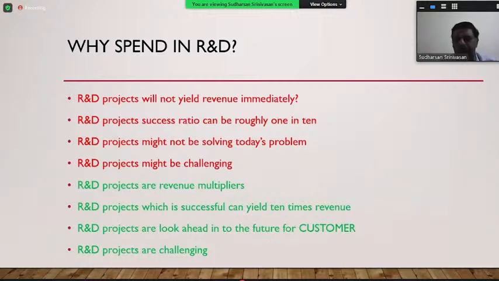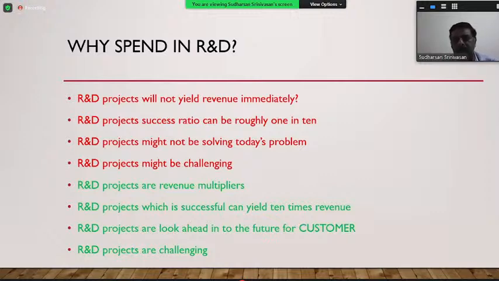From a customer perspective, I have some examples in the next slide. These are problems that are not seen by the customer today, but are going to become a problem in the future. It could be 6 months, it could be 2 years, or it could be 5 years. But we are talking about problems that are potentially going to happen, and we want to have a solution when it happens.